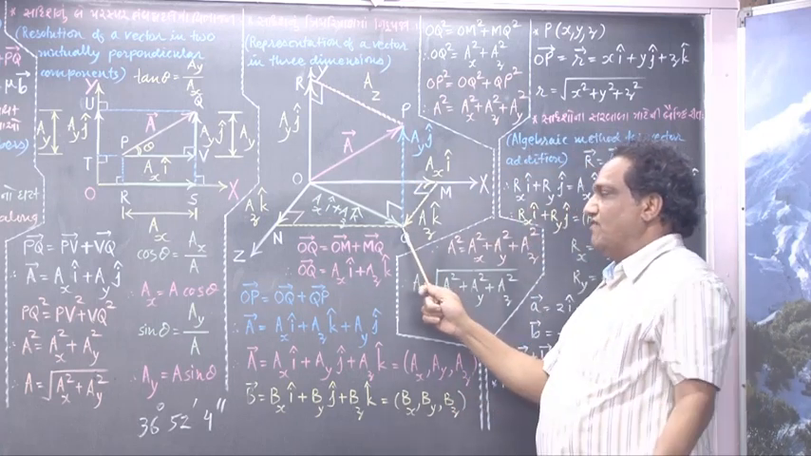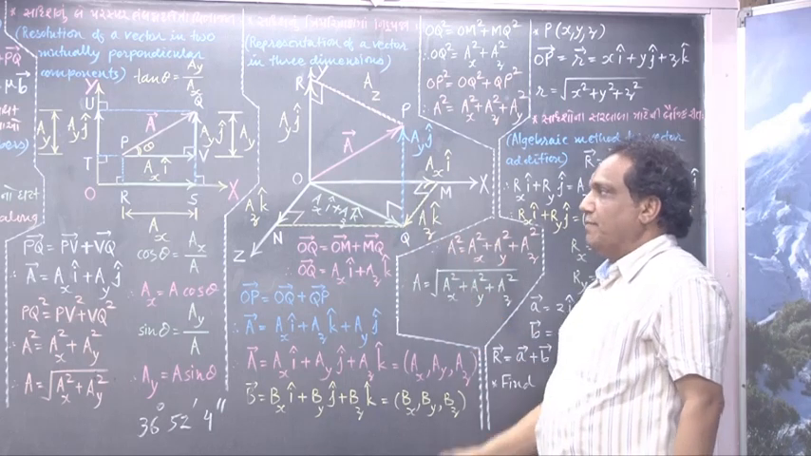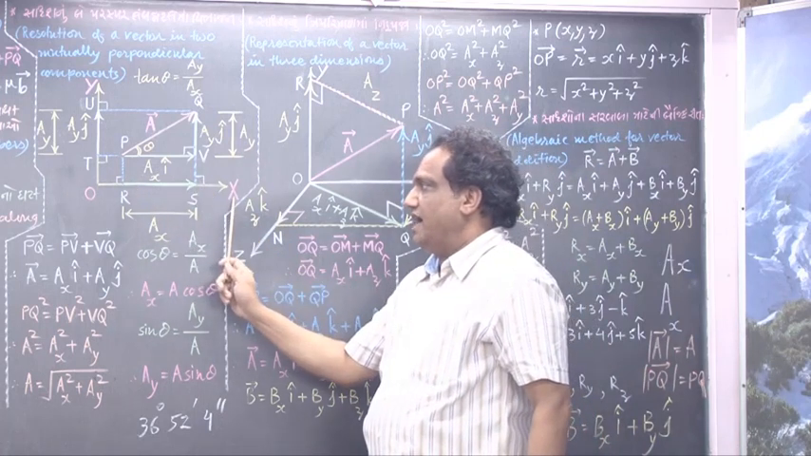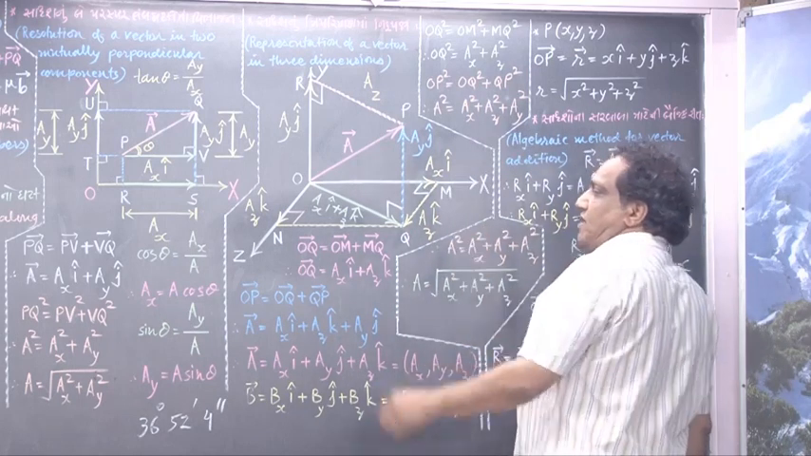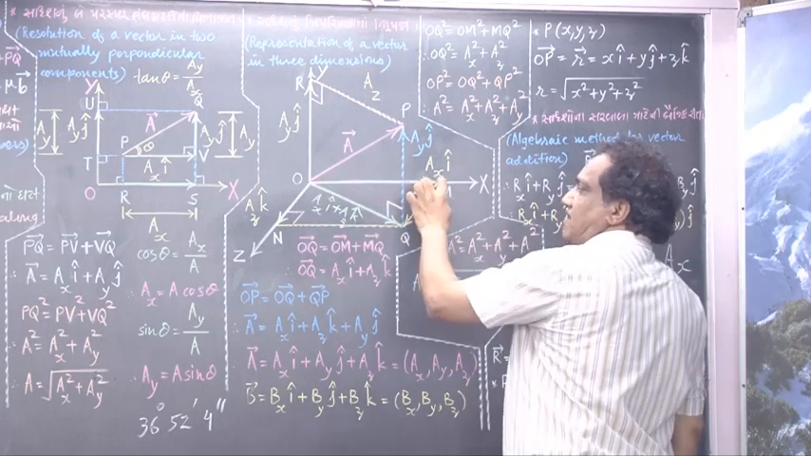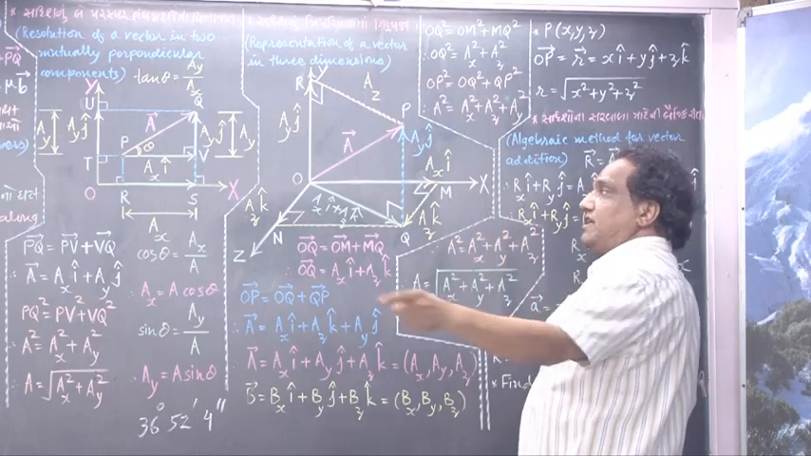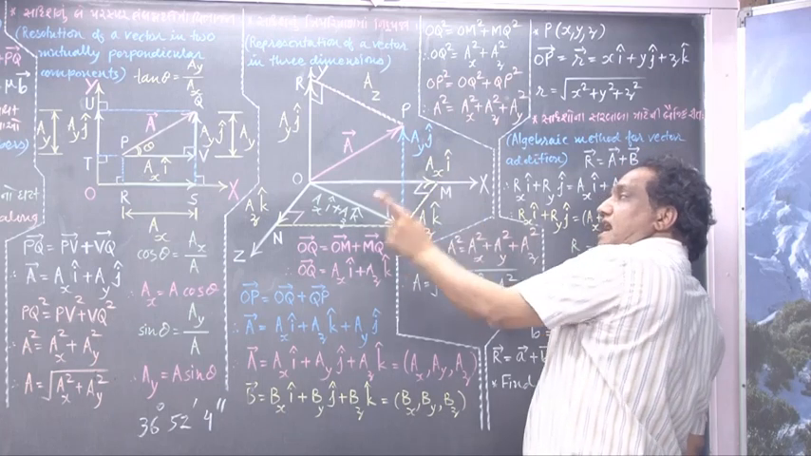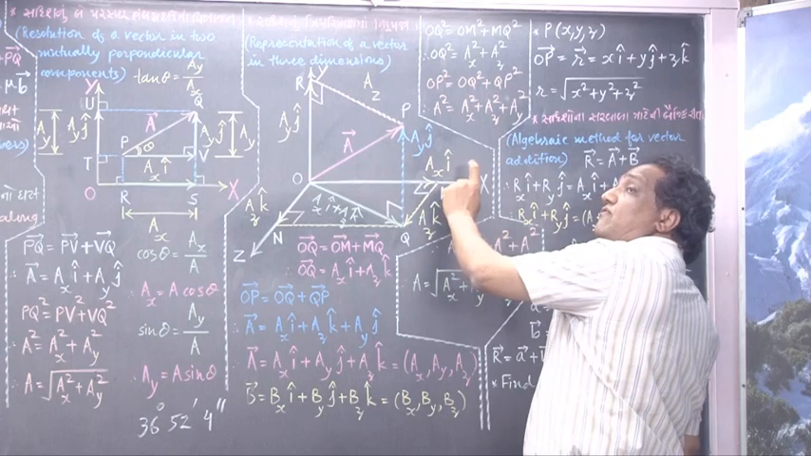And now tell me, draw one perpendicular from here onto the x-axis. When you draw a perpendicular on the x-axis, what will you get? You will get the x component. This much distance will give you the x component of vector A. So show it by the symbol Ax, and then the vector equals magnitude multiplied by the unit vector.